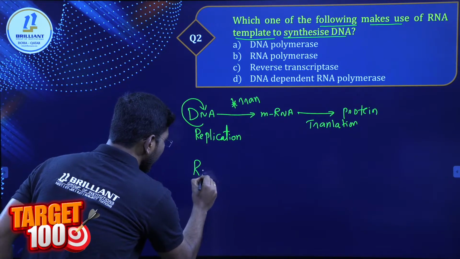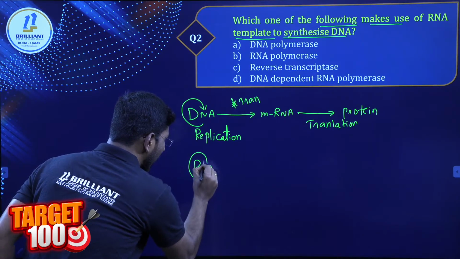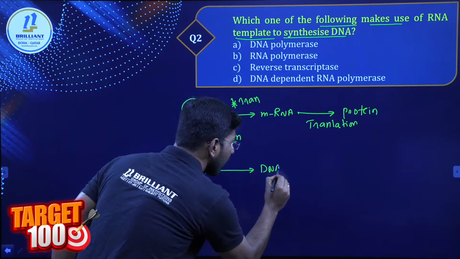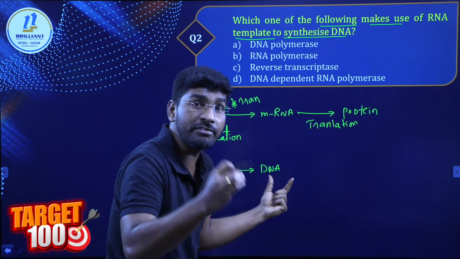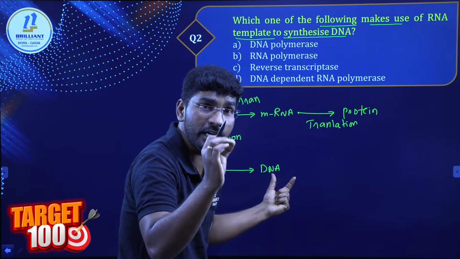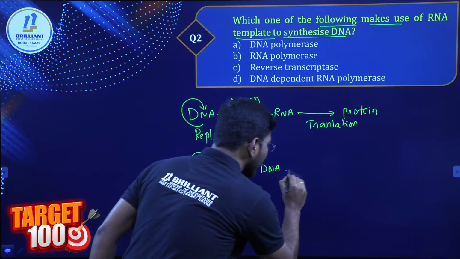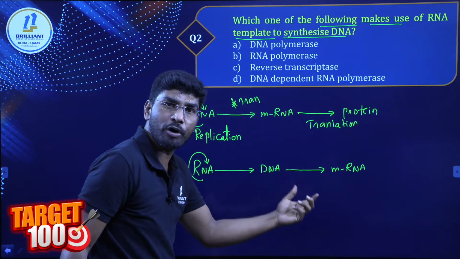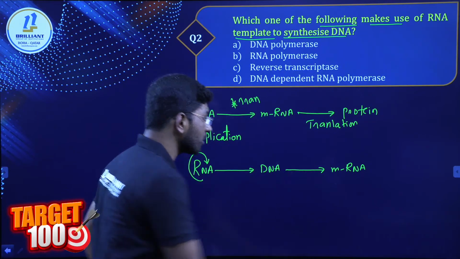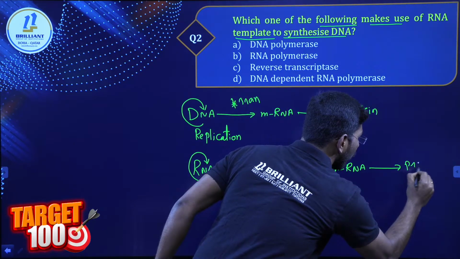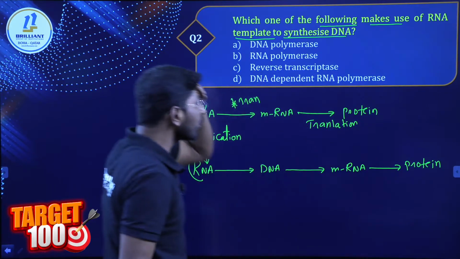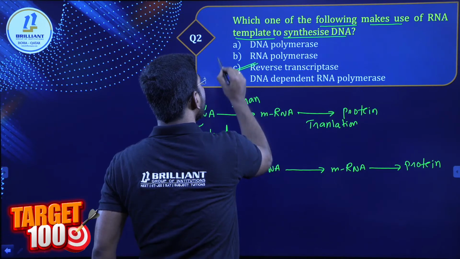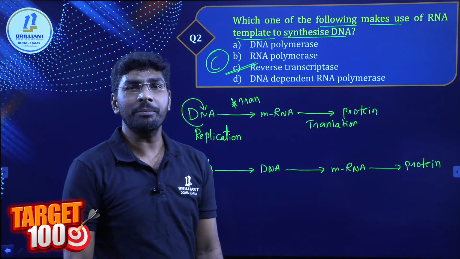So RNA replicates, RNA replication. Tell me now, RNA to the formation of DNA. This process is called reverse transcription. Yes, students. Now tell me, from DNA, the formation of mRNA, this common process is called what? Transcription. And after that, protein formation. This is translation. Now tell me here, from RNA, DNA is forming.